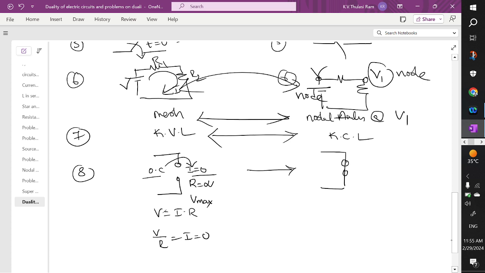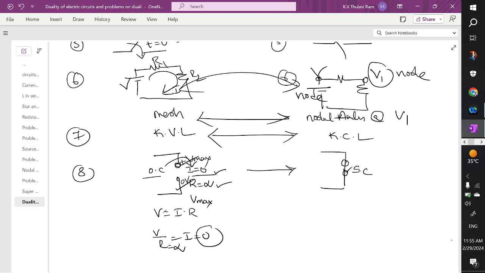So I want the current as 0. The current I will be 0 when it offers infinite resistance. So the current will be 0 only when the resistance is infinity, and if it is open circuited, one terminal will be of high potential and another terminal will be of low potential. So here it is maximum voltage, here it is lesser voltage. So here is an open circuit, and the dual network is a short circuit.